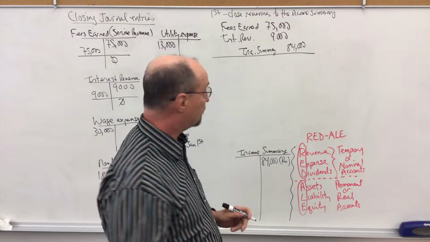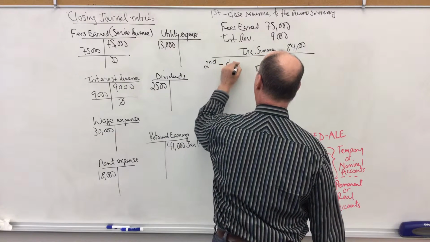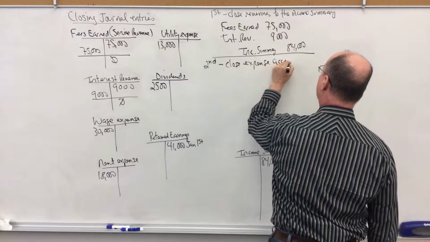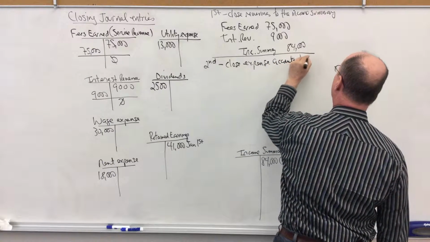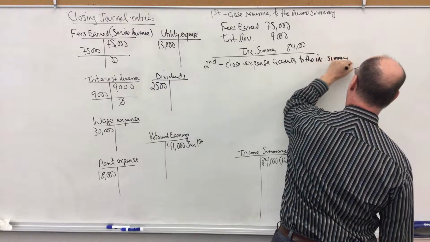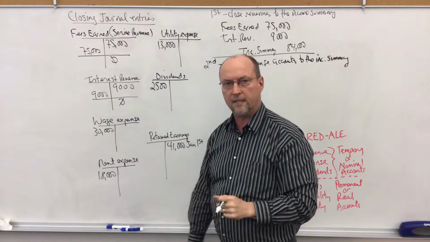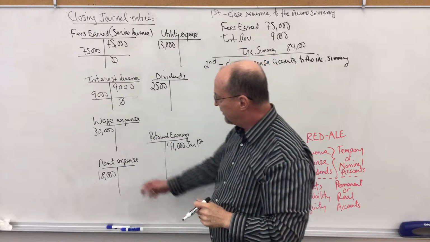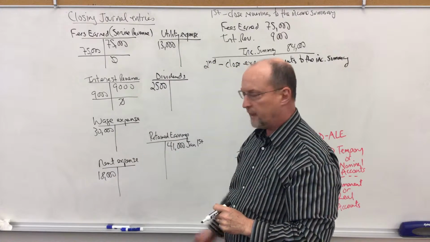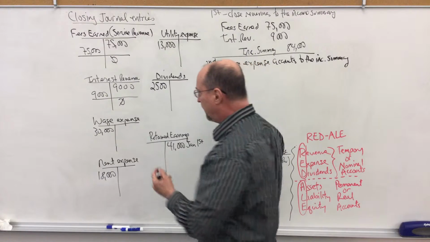Our second journal entry is to close expense accounts to the income summary. Close out the expense accounts to the income summary. Now expenses, we have 3 of them here: wage expense, rent expense, and utility expense. Expenses have a normal debit balance, so to close out an expense account, we simply credit it.